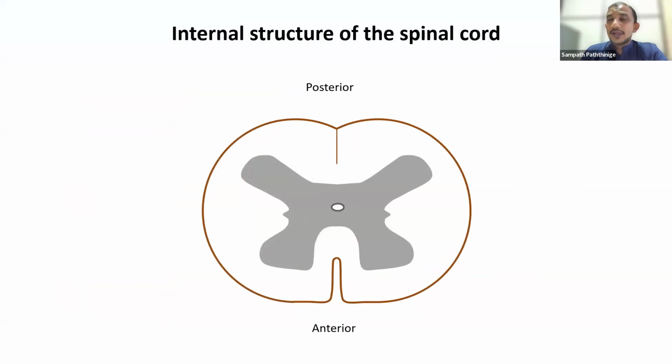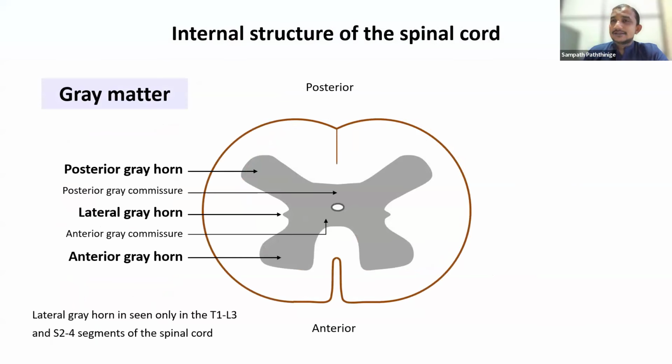So if we look at the different areas, the gray matter has three horns: the posterior, anterior, and a lateral gray horn. And the lateral gray horn is not present throughout. Lateral gray horn is the autonomic area of the spinal cord. So that is where you find the autonomic neurons, right?